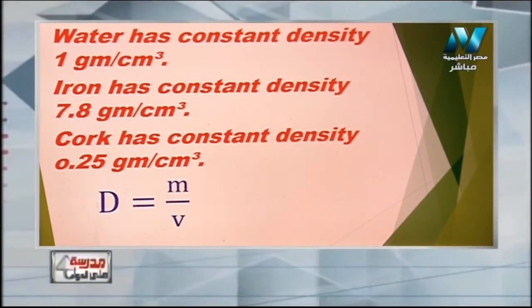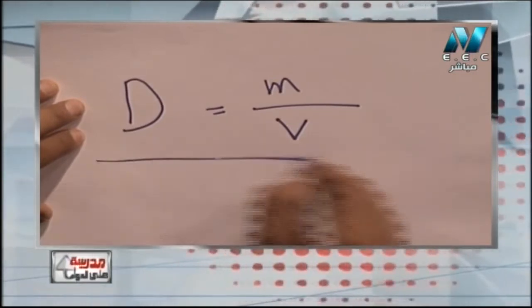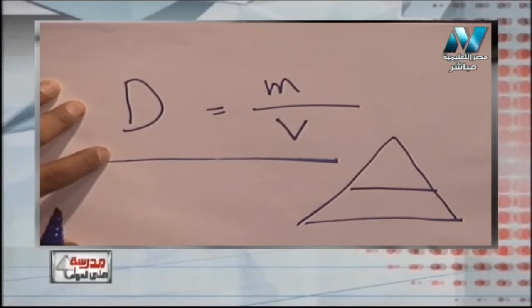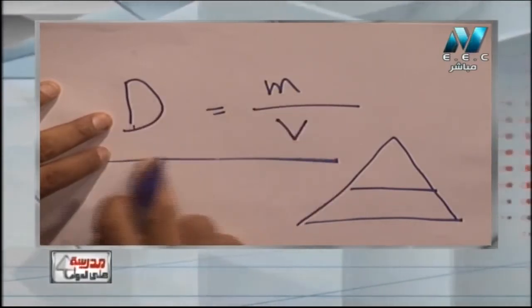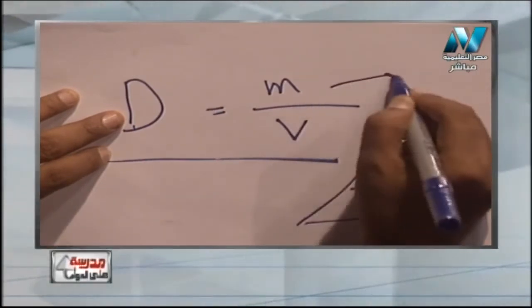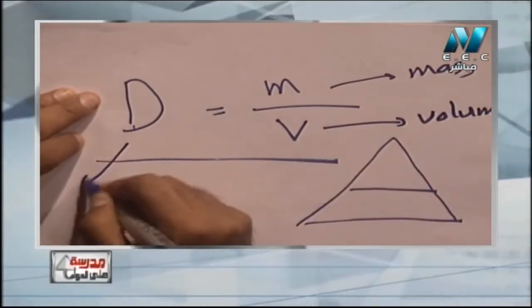Now, what is density? Density equals mass over volume. Now, let's learn one important thing. Density equals what? Mass over volume. Okay? Now, I want to make a triangle to make it easy to answer any question here in science. This equation is called a physical equation. D is for density, M is for mass, V is for volume. Okay?